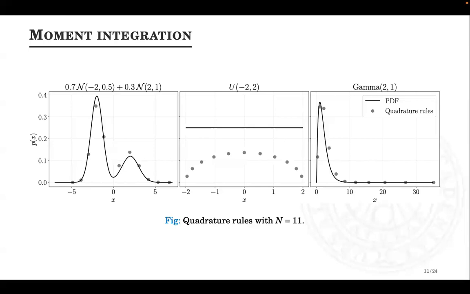Here's the example in 1D. We have some distribution, a Gaussian mixture, a uniform, and a gamma distribution, and this is the visualization of the quadrature nodes and the quadrature weights, where the height represents the weight of the quadrature. N equals 11 means we are using 22 moments. So in this result, you can see it can well represent the distribution.